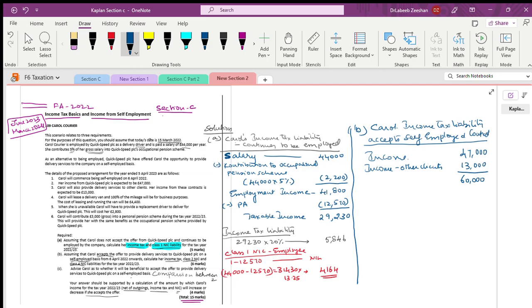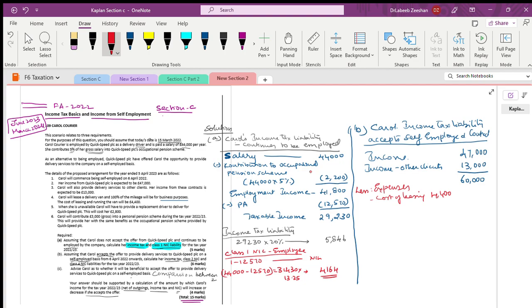Next one, point number 4. Carol will lease a delivery van and 100% of the mileage will be for business purposes only. The cost of leasing and running will be 4,400. Less expenses: cost of leasing, 4,400.